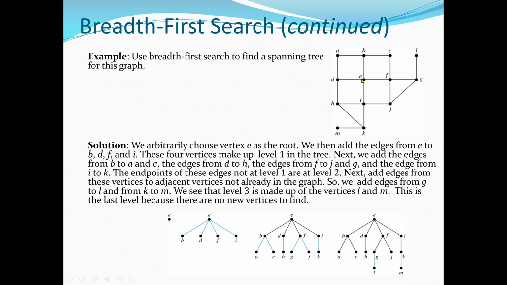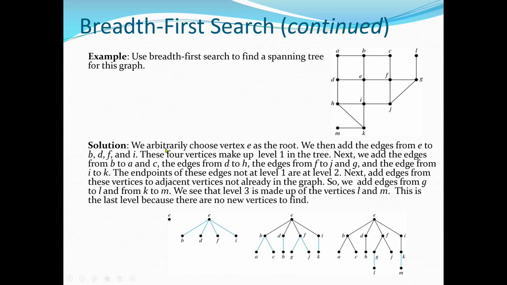So we have to look at E. When we look at E, E is connected to F. E also connects to B. E also connects to D. E also connects to I. So we use E as our root and we connect to all these 4. And that will be our level 1. So you can see here we have B, D, F, and I. We don't have A because there's no edge between E and A. So that will be our level 1.